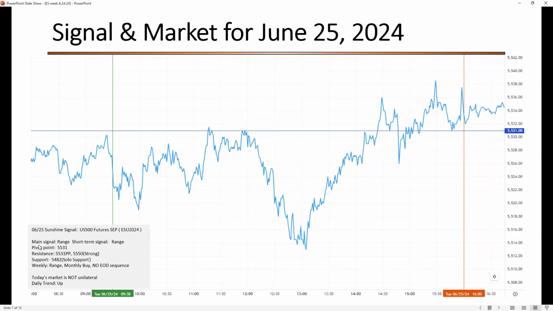Pre-market, the signal showed a range, and with no EOD sequence, trending days are not expected, and we're still having a daily uptrend here. The market opened below the pivot point, and it came down, and it did not hit the overnight low.